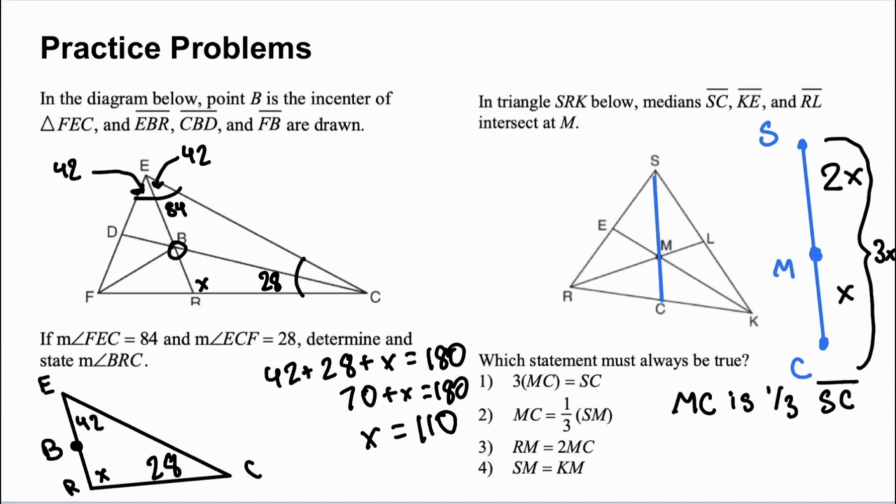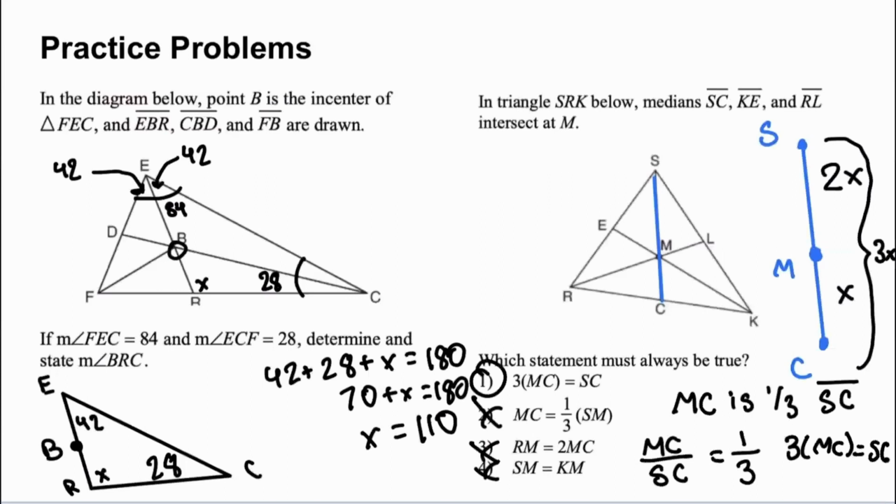Writing this out in math terms, MC over SC is 1 to 3. If we were to cross multiply, we get 3 times MC is equal to SC, and that is answer choice 1. And so that's it for me today.